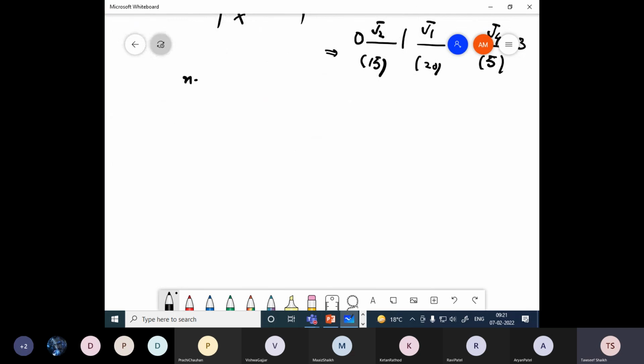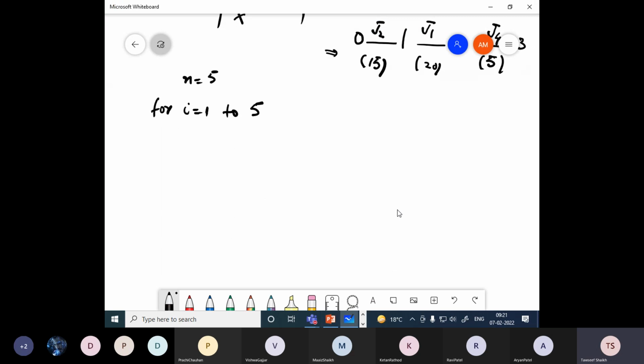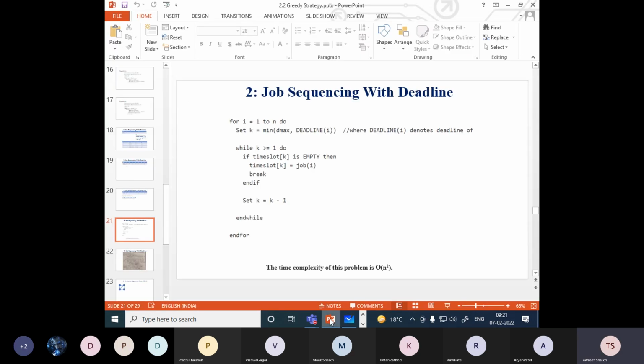N is equal to 5. So that means the code will start from I is equal to 1 to 5. Yes, this algorithm code will start from I is equal to 1 to 5. Then do. It's telling set k. Let me not write that, just calculate the value of k. It's saying that calculate k.